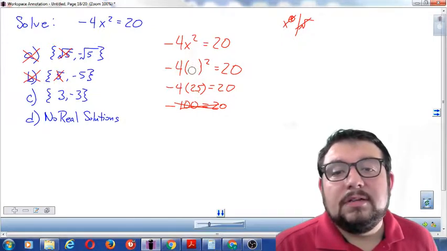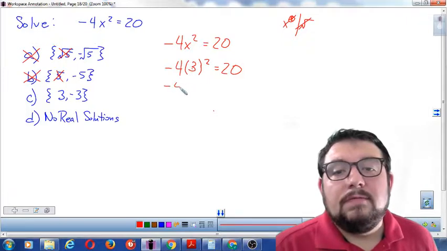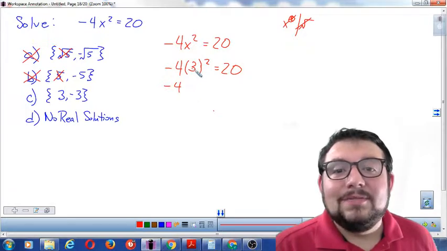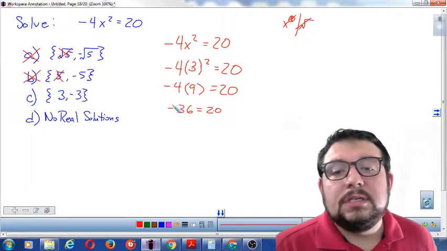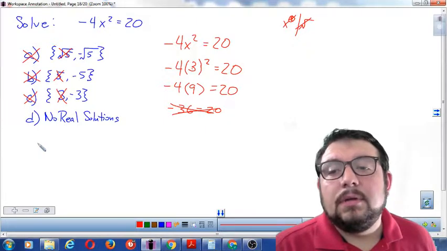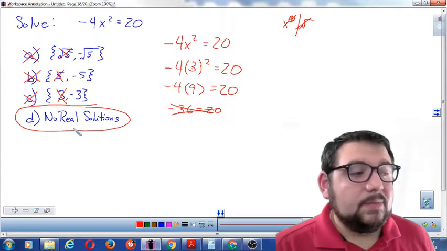All right, now we're going to try positive 3. We're going right down the list here. All right, let's try this again. Negative 4. 3 squared, what does it mean? It means 3 times 3. 3 times itself is 9 equals 20. And now negative and positive make negative. 4 times 9 makes 36. And of course, negative 36 does not equal 20. So 3 didn't work either, and C is out. And by elimination, I can see that no real solutions is my correct response.